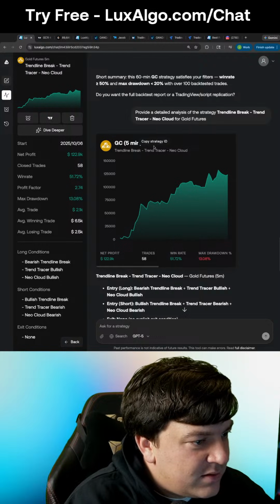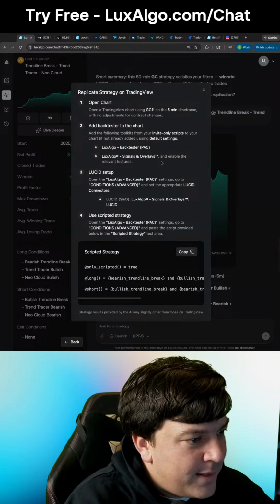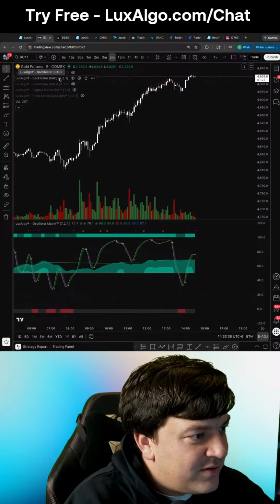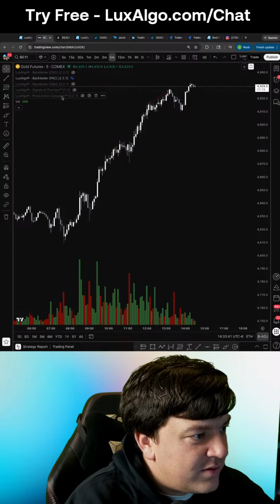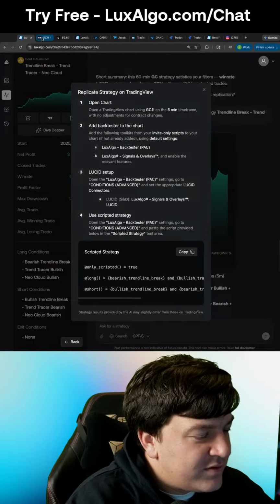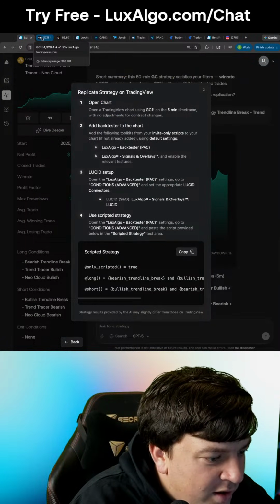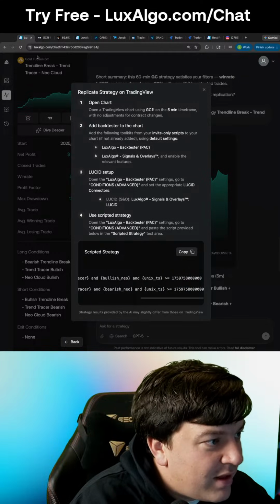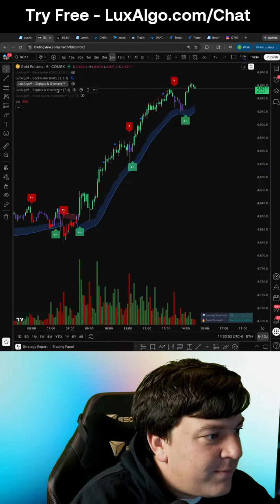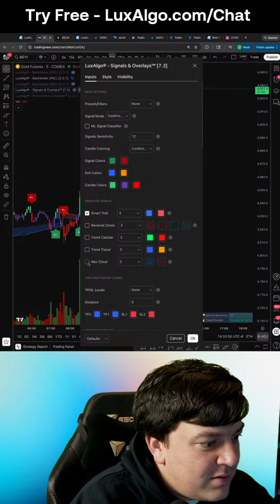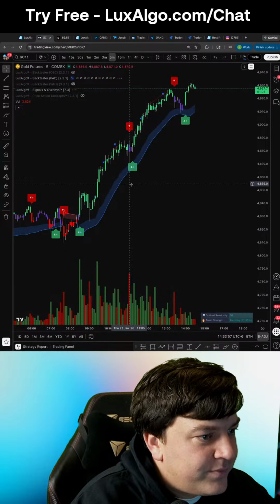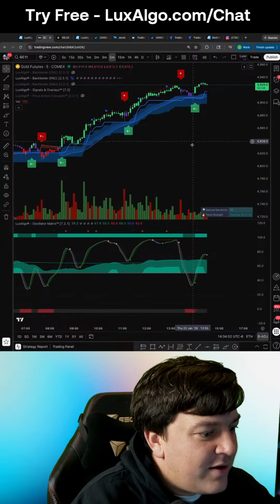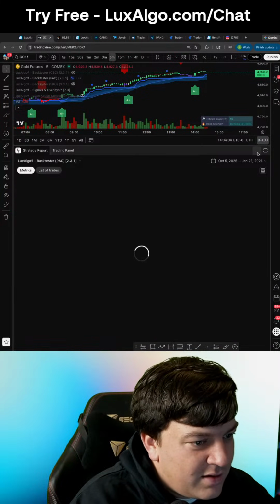Let me see here. What am I missing? PAC signals and overlays. PAC backtester. I've got to turn on signals and overlays. What does it want from the signals and overlays? It wants the bearish trend line, bullish tracer, bullish neo cloud. So I've got to enable the neo cloud and the trend tracer. So this is a very strong trend following strategy.